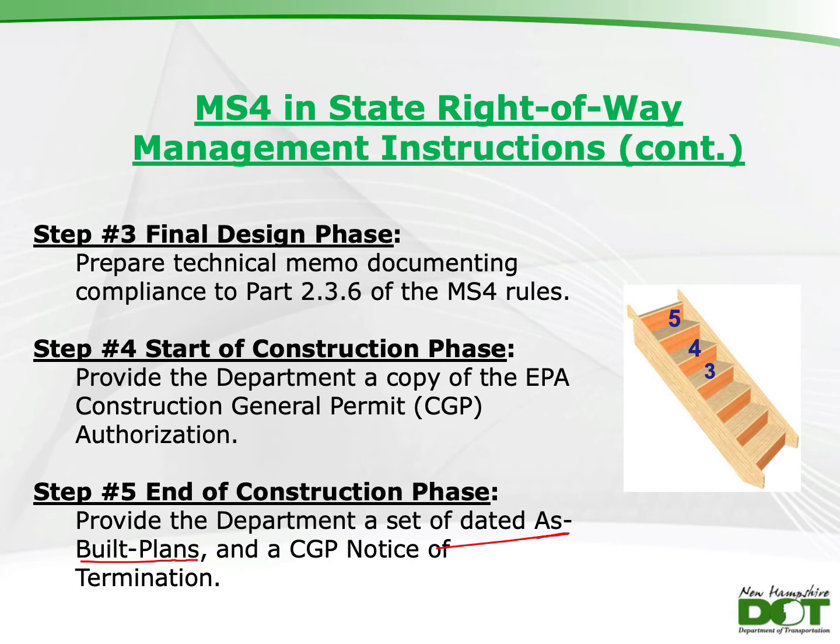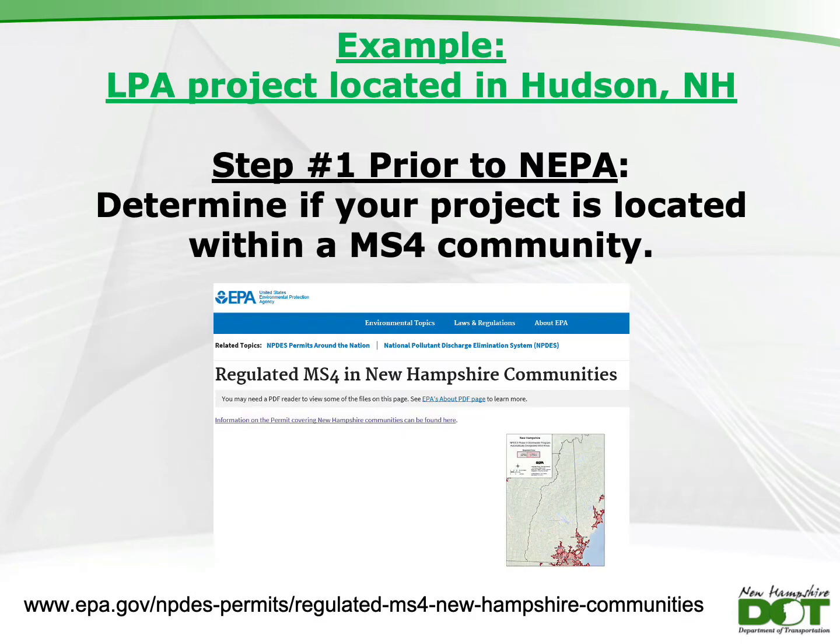Let's assume the LPA project is located in Hudson, New Hampshire. So your first step, prior to NEPA, determine if your project is located within an MS4 community. You click on this website down here at the bottom, and the screen will pop up over here. You'll be able to zoom in and notice that your project is in an MS4 community. If it's not, and say it's up here in Berlin, then all you have to do is, in your NEPA document, stipulate that MS4 will be in compliance with your permit.